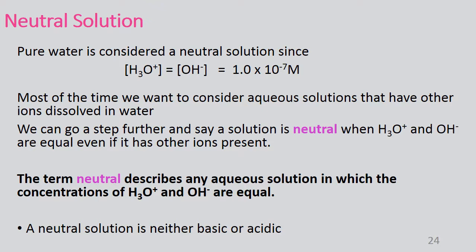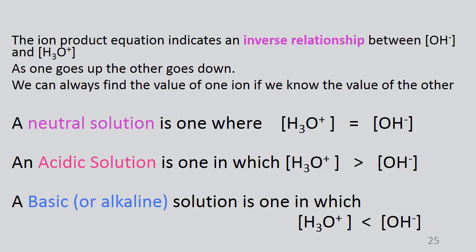Now this equation, Kw equal to H3O plus times OH negative, can be applied to any aqueous solution. And one thing that we can tell about this equation is that it's an inverse relationship. What that means is, if two things are multiplied together to give a constant, then if one of them increases, the other one decreases. If one value goes up, the other one has to go down. And we can always find the value of the other one if we know one. We'll do an example of that in just a second.